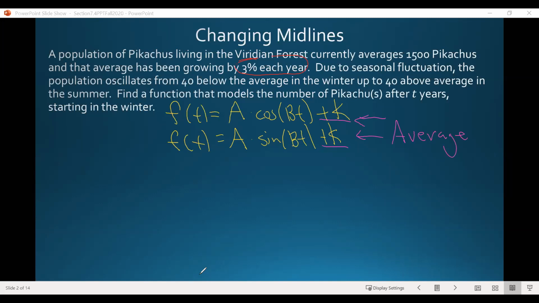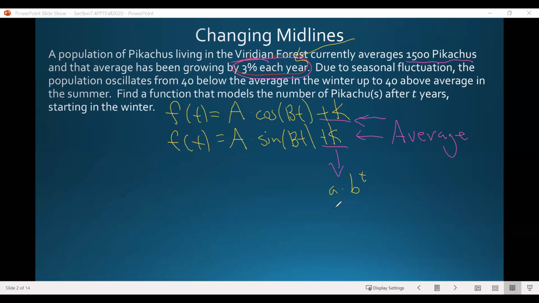But in this case, our average changes over time, right? It's not going to be a constant number, because notice, as we were told up here, there were 1,500 Pikachus, but that amount is changing by a certain percentage every year. So what we're going to have, instead of just a number being added on the end, is a function being added because the average changes. And because we're told that the average is changing by a percentage, that means our midline will actually be filled in with an exponential function. So something like a times b to the t.